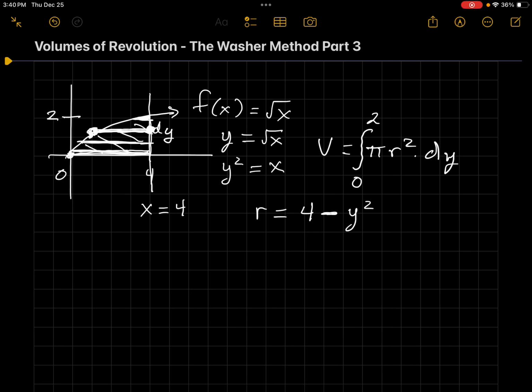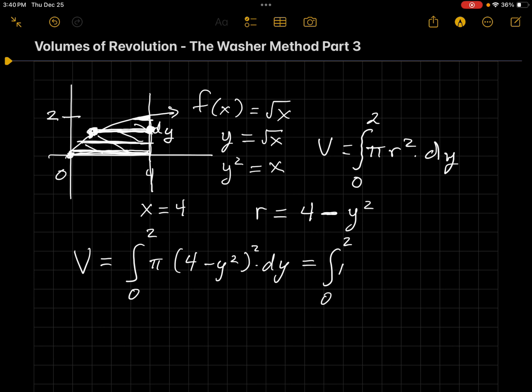Plugging that in to our integral, we get that the volume is the integral from 0 to 2 of pi times radius squared dy. Before we integrate this one, we really need to multiply out this part, which will give me 16 minus 8y squared plus y to the 4th.